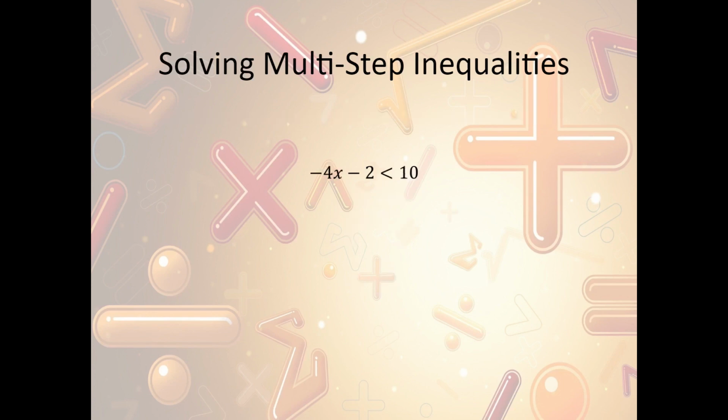Now what about this one? We've got negative 4x minus 2 is less than 10. So we're going to do the same thing. We're going to treat it like an equal sign and add 2 to both sides. And we're left with negative 4x is less than 10 plus 2 is 12.